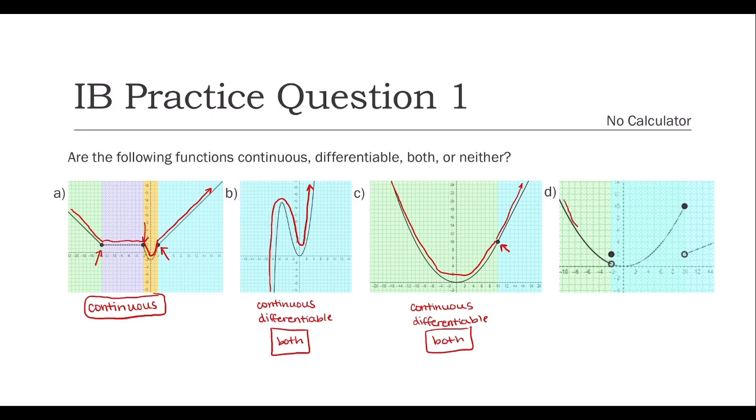This function, you would go from here to here, then you would jump to this point and come back all the way up and then jump down here. So since you're jumping around, it's not continuous. And because it's not continuous, it automatically cannot be differentiable. So it's not differentiable, which means it is neither. So there's no possible way that your answer would just be differentiable, because if it's differentiable, it means it also has to be continuous.